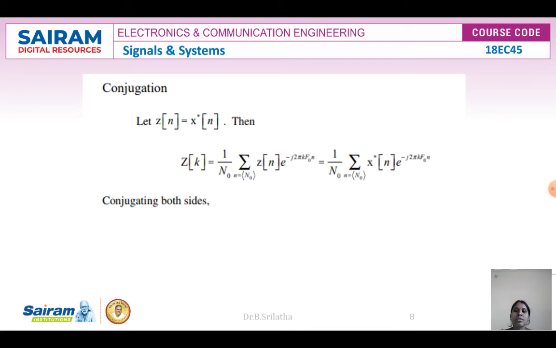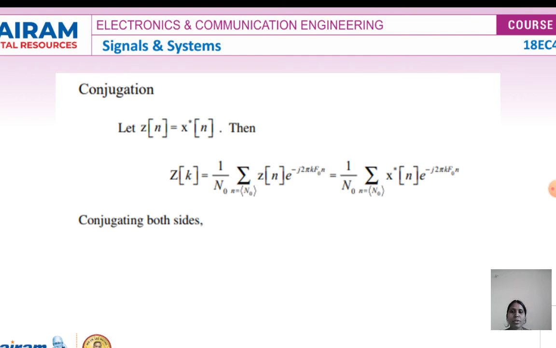Now conjugation. Conjugation is x star of n, x conjugate of n. So we are going to consider z of n as x conjugate of n. Now z of k, from the inverse discrete Fourier series, is 1 by N naught, summation over n naught, z of n into this one. Here z of n is nothing but x conjugate of n. Now we got the conjugate, and to get this one we are going to take the conjugate on both sides.